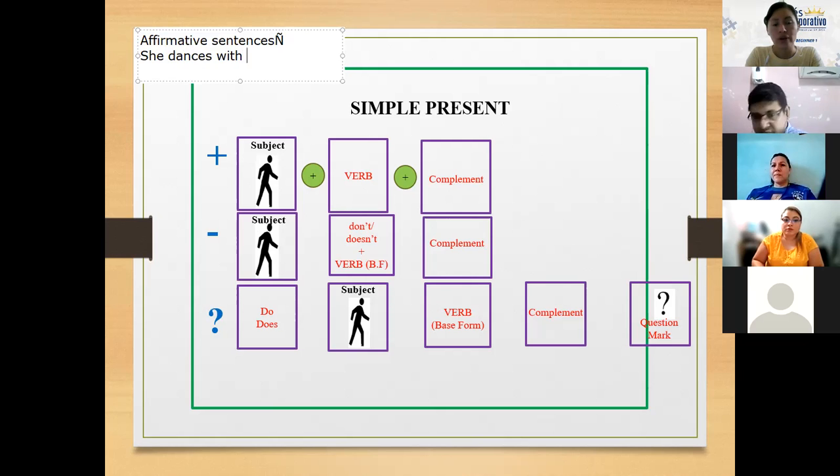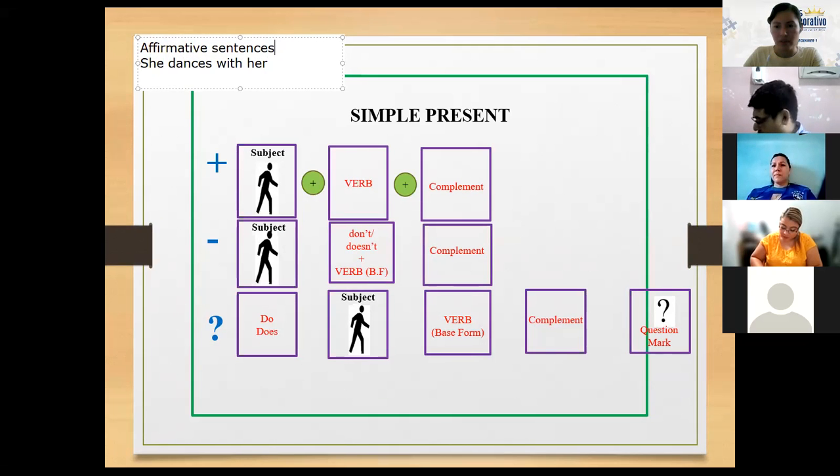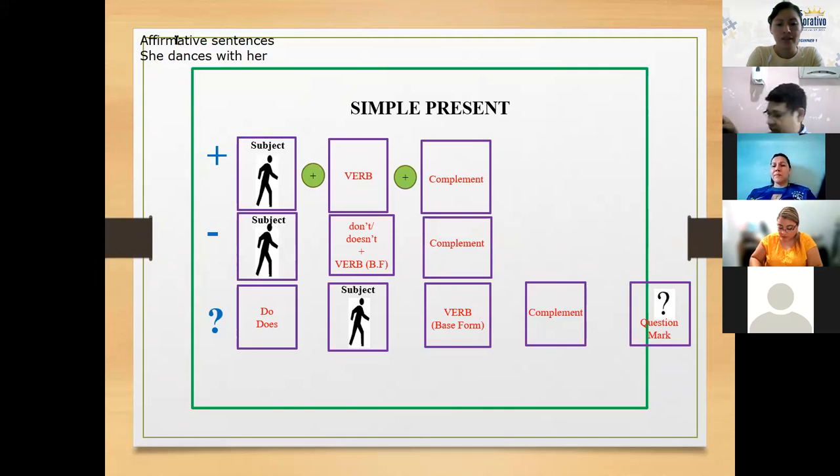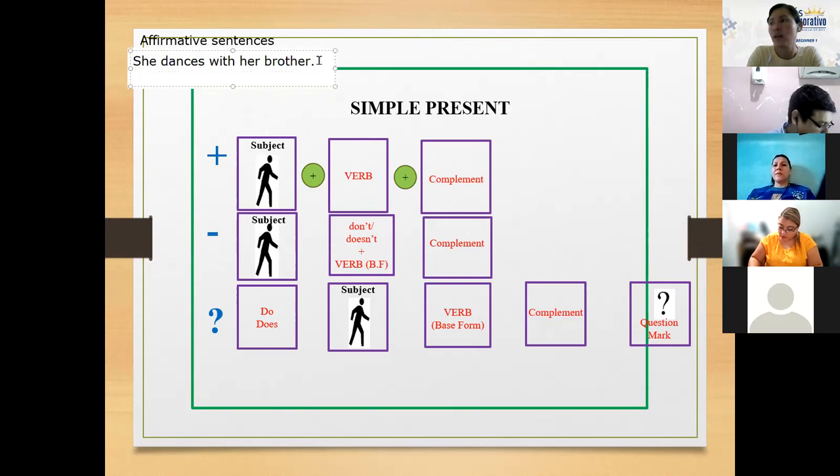So I can say she dances with, one second, I forgot. Right. She dances with her brother, right? She dances with her brother, okay? The second one, and they study English, right? They study English.